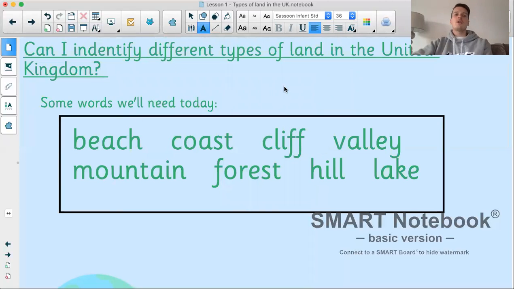Okay, so we're going to talk about the different types of land in the United Kingdom, okay? And here's some vocabulary that we're going to need today. You might know some of these already, or you might not, and that's okay, because we're going to talk about what they all mean. We're going to talk about beach, coast, cliff, valley, mountain, forest, hill, and lake. I'm sure you know what a few of those things mean, but there might be 1 or 2 there you think, oh, I don't know what that is. We're going to learn about all these things today, okay?